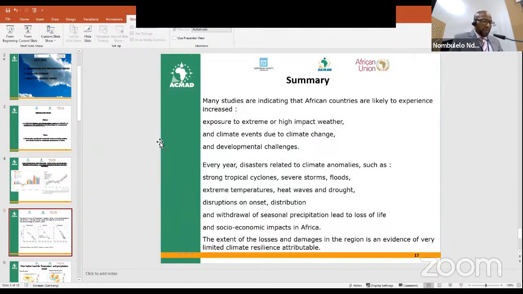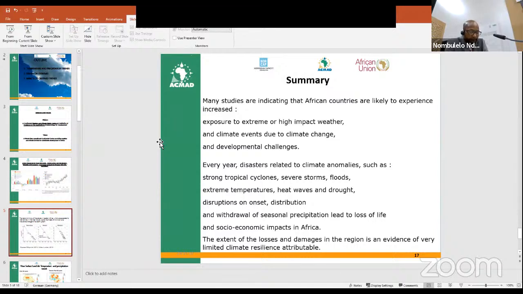In summary, we've been saying many studies are indicating that African countries are likely to experience an increase in exposure to extreme or high impact weather and climate events due to climate change, and there will be a development challenge. Every year, disasters related to climate anomalies, such as strong tropical cyclones, severe storms, flood, extreme temperature, heat wave and drought, disruption of onset and withdrawal of the seasonal precipitation lead to loss of life and socio-economic impact in Africa.